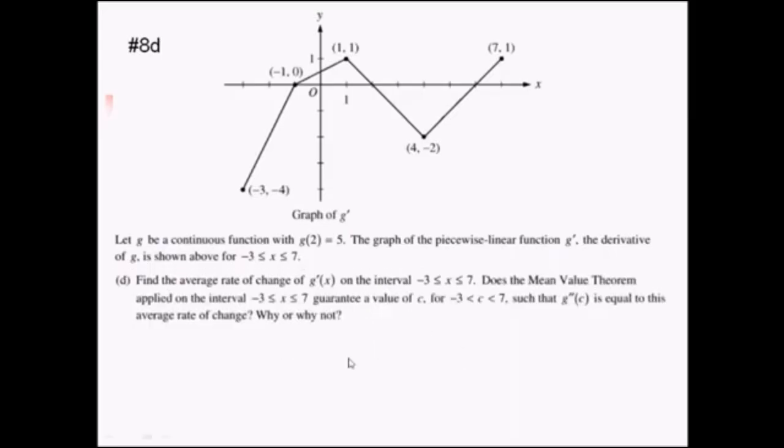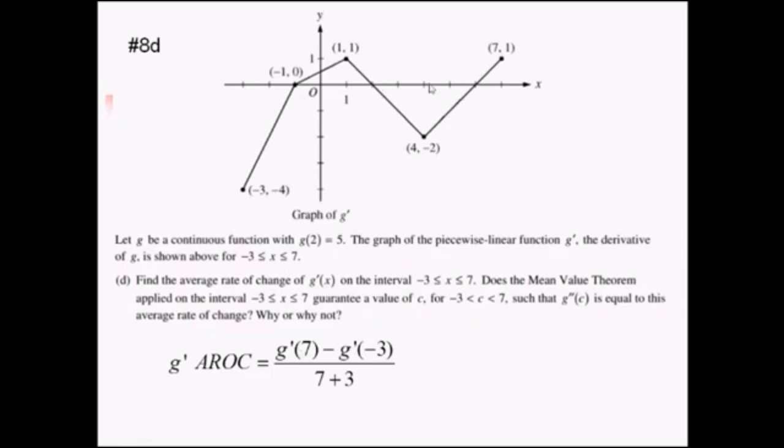For this last problem part, they're asking for another average rate of change, this one for g prime on the interval from negative 3 to 7. And they have another follow-up part of the question, but we're going to do the average rate of change of g prime first. So that's going to be g prime of 7 minus g prime of negative 3 over 7 minus negative 3. Now the good news is we can just look these values up in the graph, and they even gave us the full points on each of these.